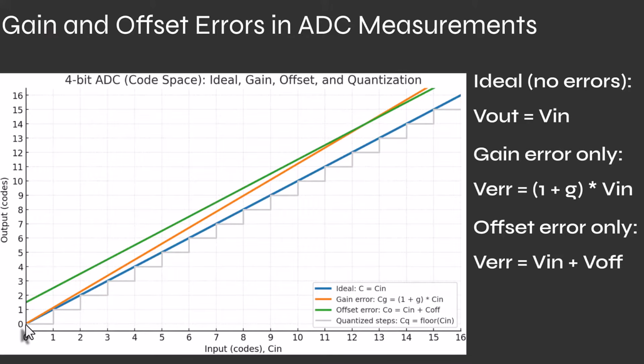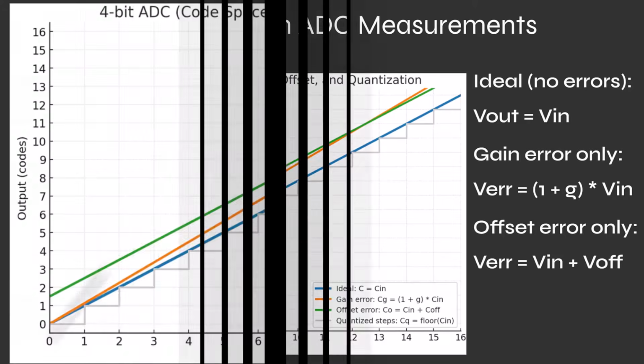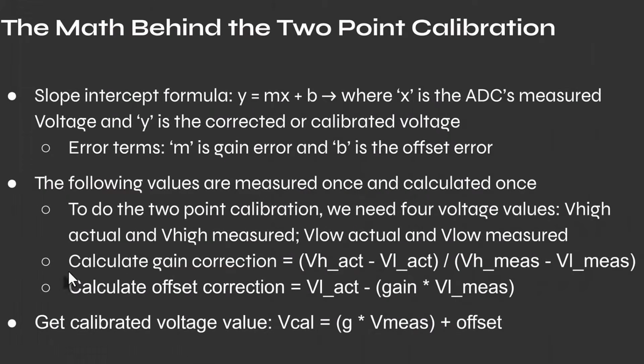So this is not going to correct for noise, whether that's high-frequency noise or power line noise or noise caused by a switching power supply, but this will correct for the static linear errors. Okay, and the math behind the two-point calibration method.